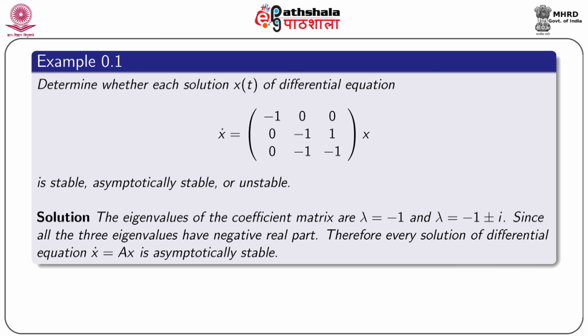Now, we can easily find the eigenvalues of this coefficient matrix from the definition mod of A minus lambda I equal to 0, and if you solve that, we will get lambda equal to minus 1 and lambda equal to minus 1 plus minus i. Since all the three eigenvalues have negative real part, therefore, every solution of this differential equation x dot equal to Ax is asymptotically stable.